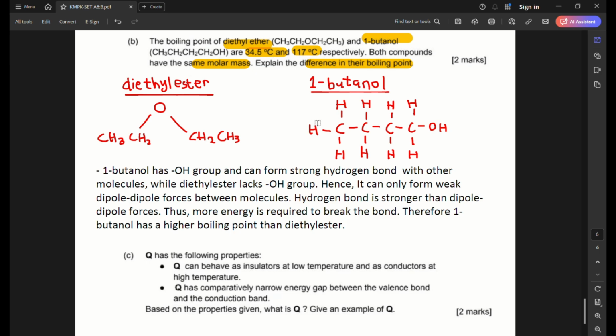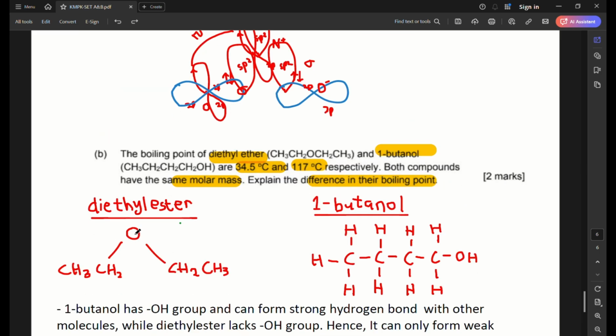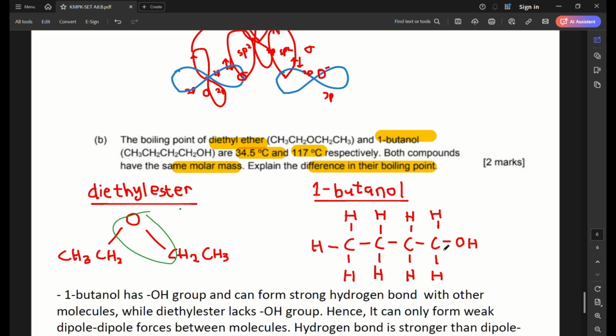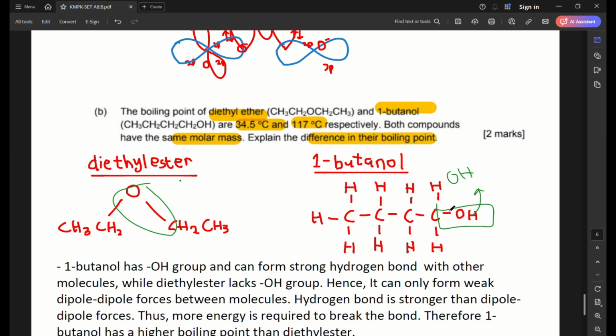That is because from their structure, for diethyl ether, as you can see, there are no OH groups or hydroxide groups here. So that means they cannot form hydrogen bonds with other molecules. But butanol, as you can see here, has an OH group, which is a hydroxide group, which enables it to form a strong hydrogen bond with other molecules.